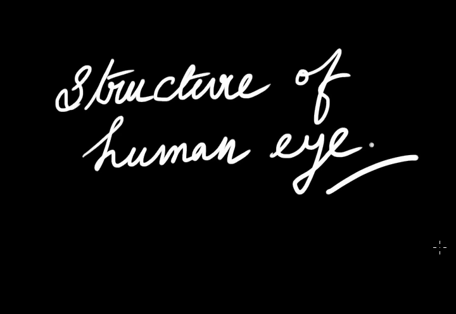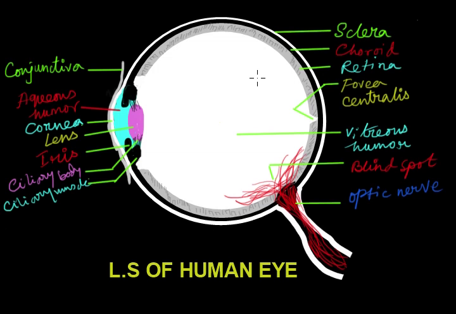Here we are going to discuss the structure of the human eye. We all know that the eye is an important organ of the animal body, and this is the rough structure of the human eye through longitudinal section.